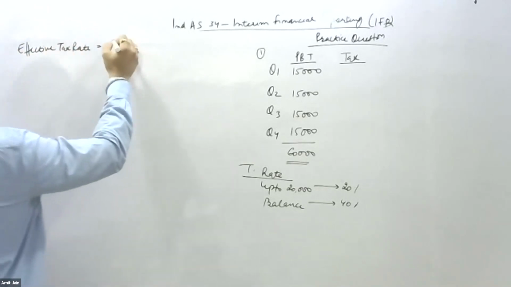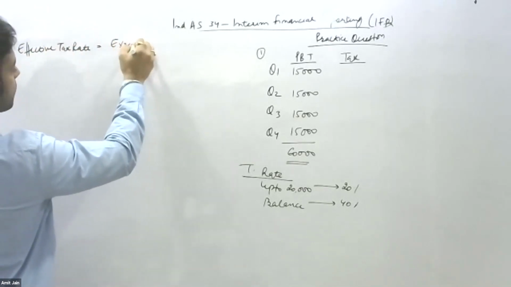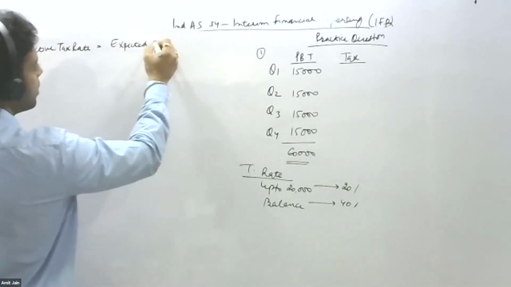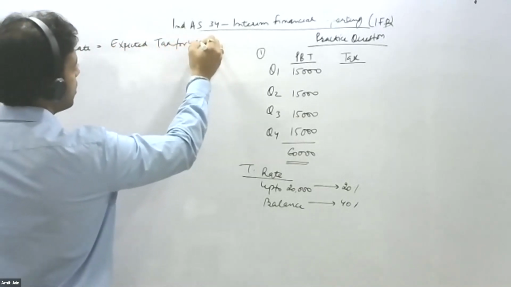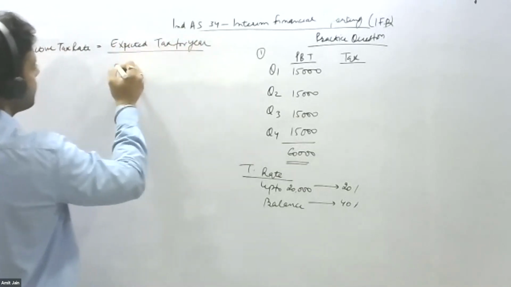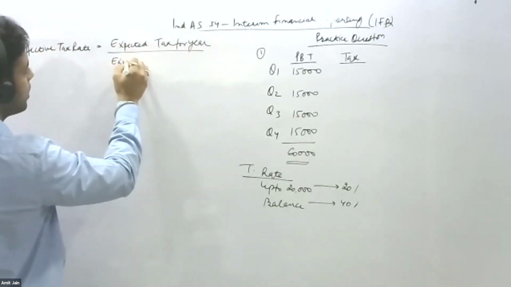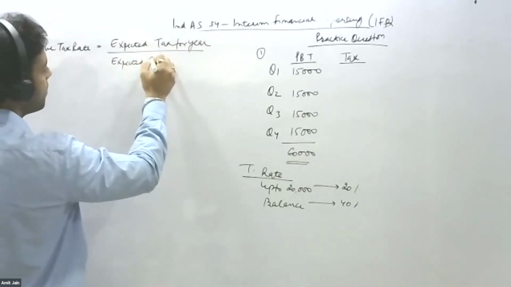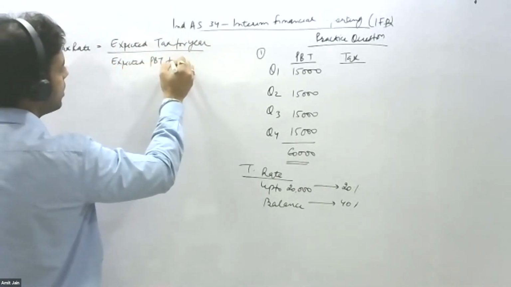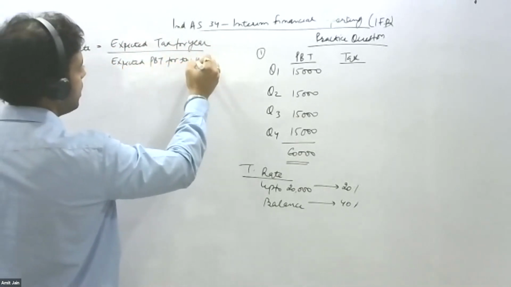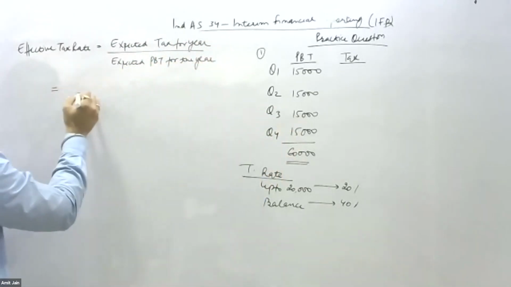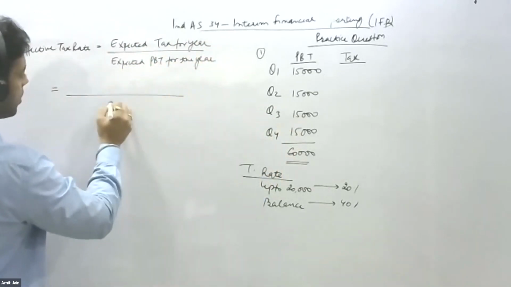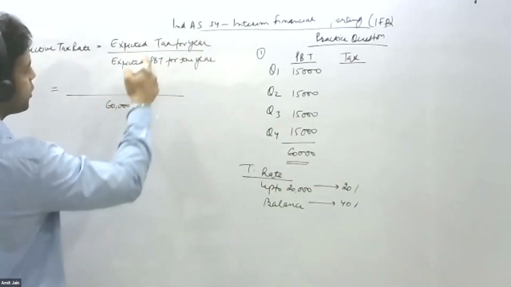Effective tax rate is equal to expected tax for the year divided by expected PBT for the year, right? Expected PBT is 60,000 rupees, right? And what is the expected tax?